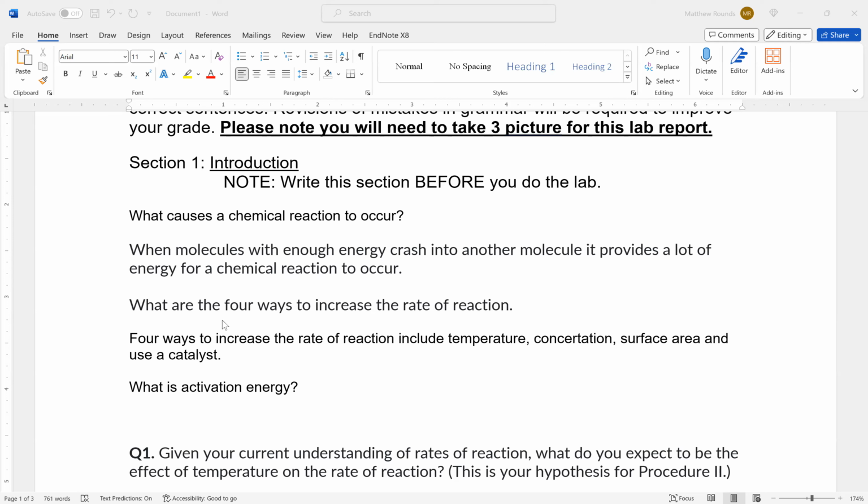So the sentence you're looking for says, the activation energy is. That's where the answer is. The activation energy is, that's what you want me to look for? Oh, okay, found it.